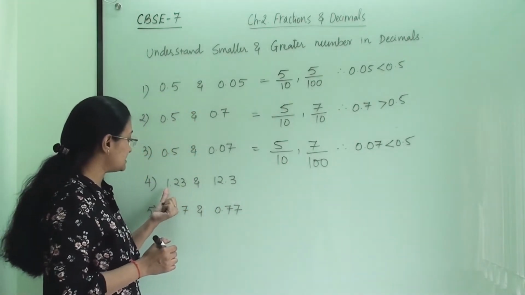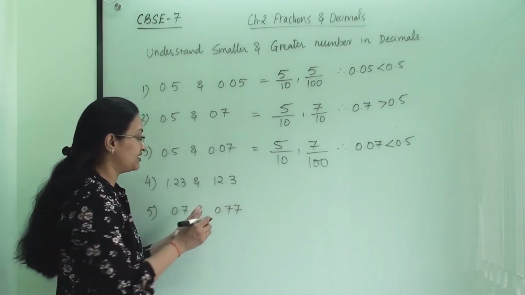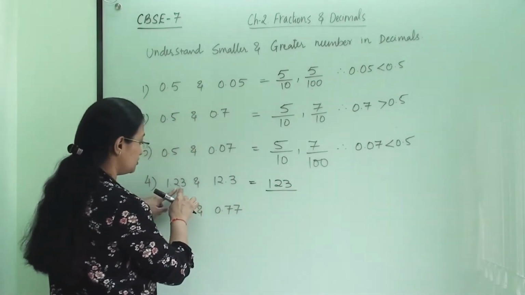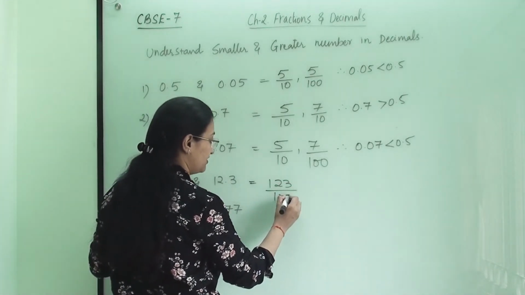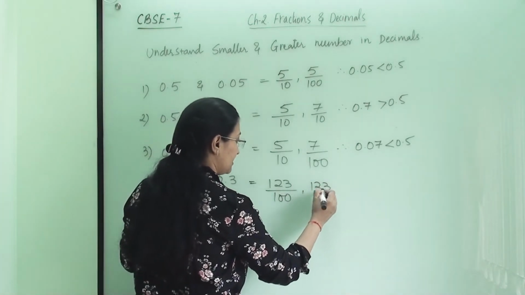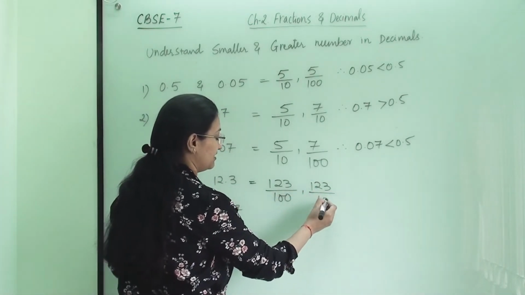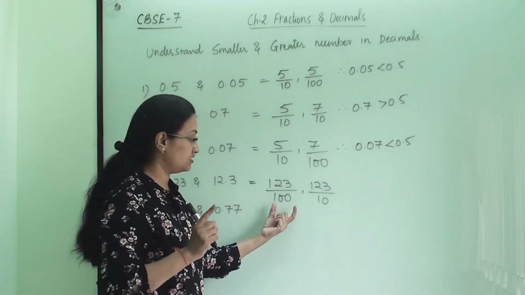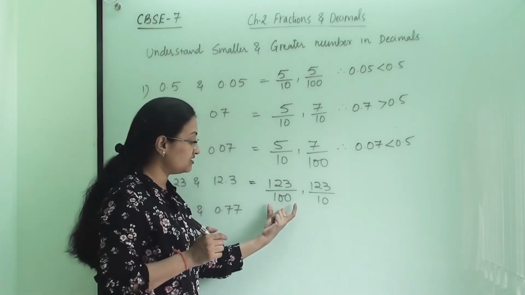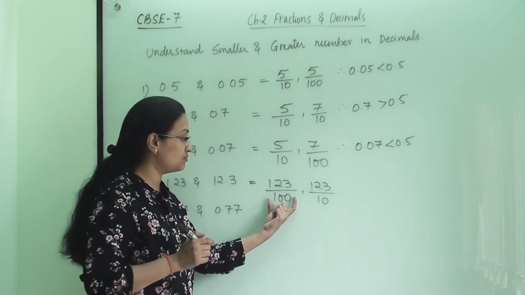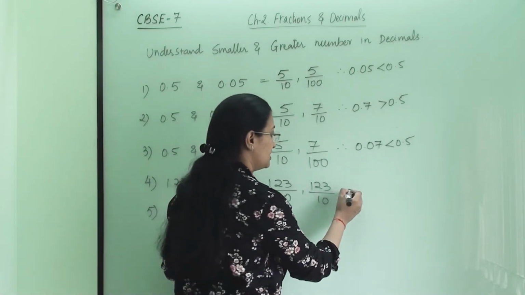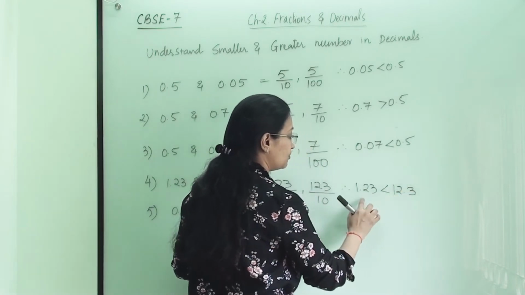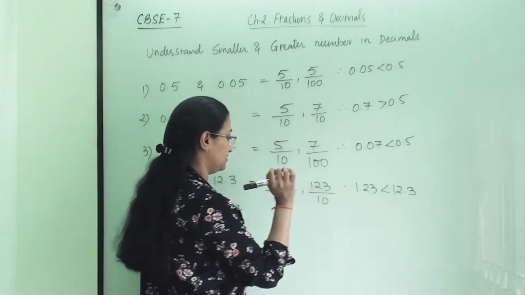Then the next one is 1.23 and 12.3. Let us convert them. 123 in the denominator, 2 digits are after the decimal, so 100. And 123 with denominator 10. First we have to look at the denominator, 100 and 10. Here the denominator is larger, so this number will be smaller. So 1.23 is smaller than 12.3.